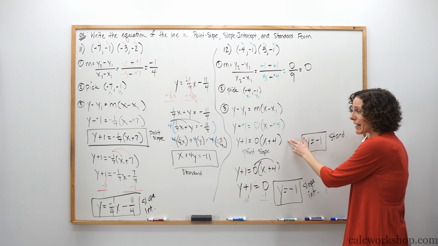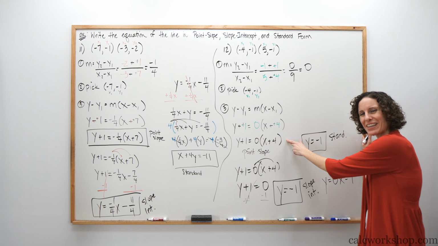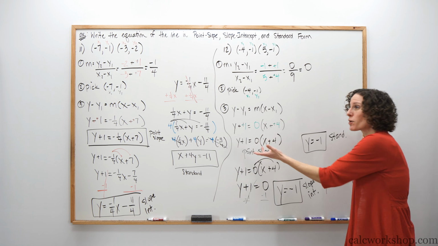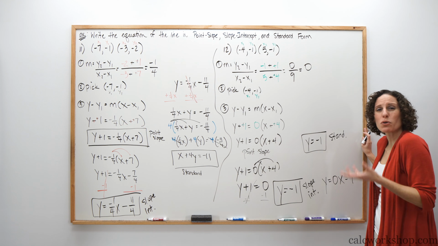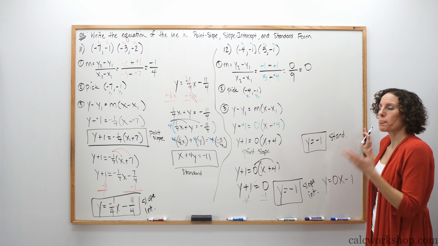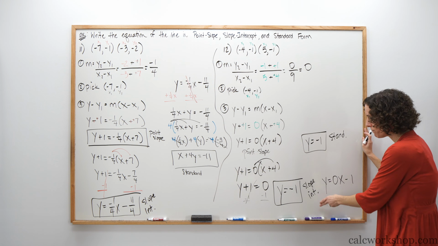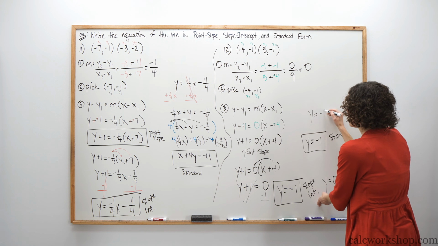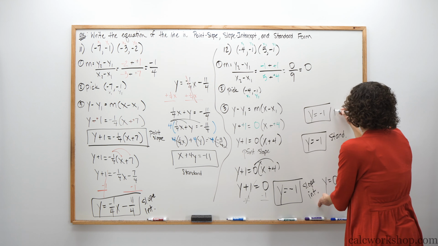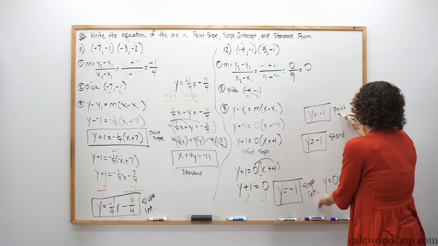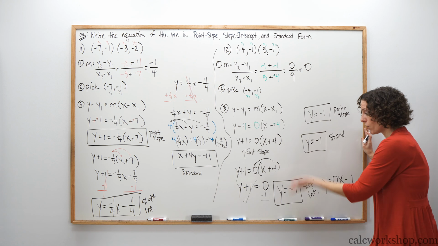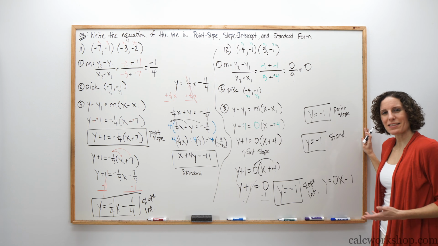We could have left it like that in point-slope form, but who would leave it like that? Who would leave a slope with a 0 in it? You would want to simplify all of your values. It makes the most sense to always simplify. So point-slope form and standard form and slope-intercept form are all the same. Y equals negative 1. Why is that the case?